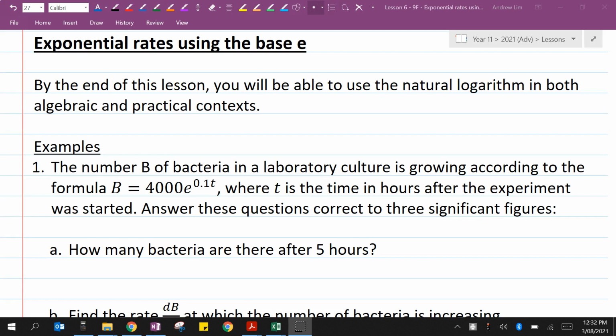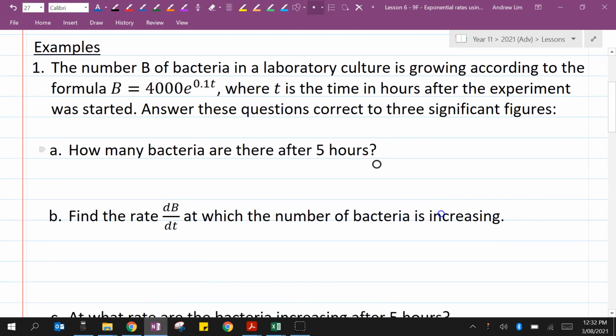In this video, we're going to be looking at exponential rates using the base e. So by the end of this lesson, you'll be able to use the natural log in both algebraic and practical contexts. Let's have a look at a few examples.